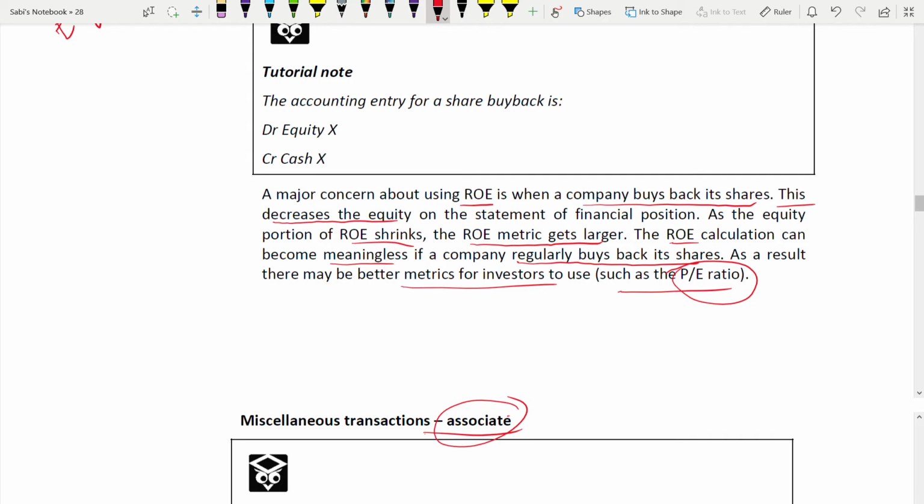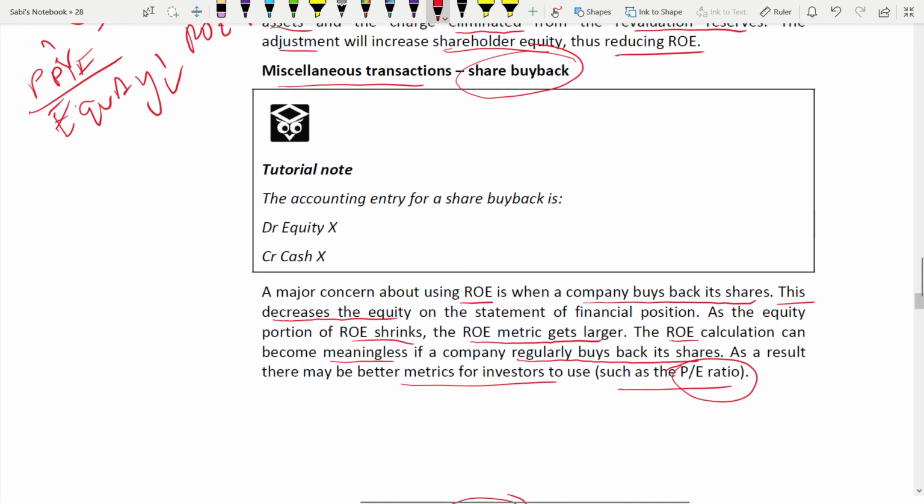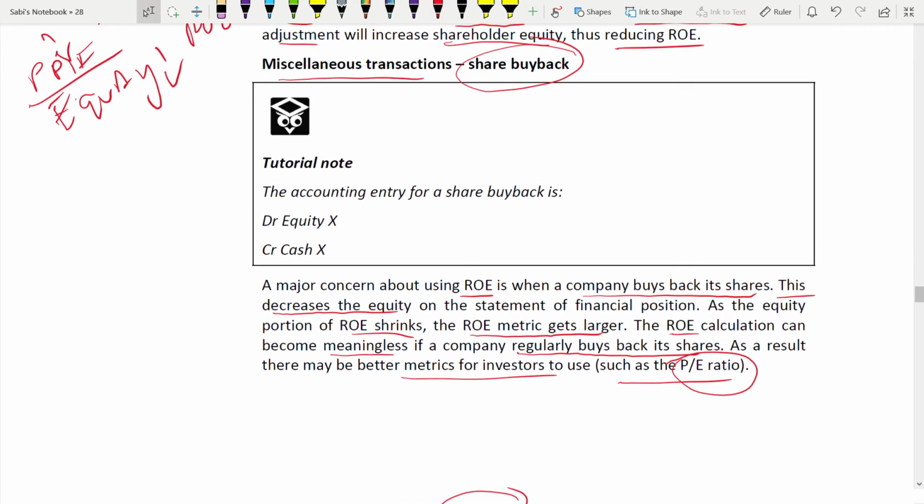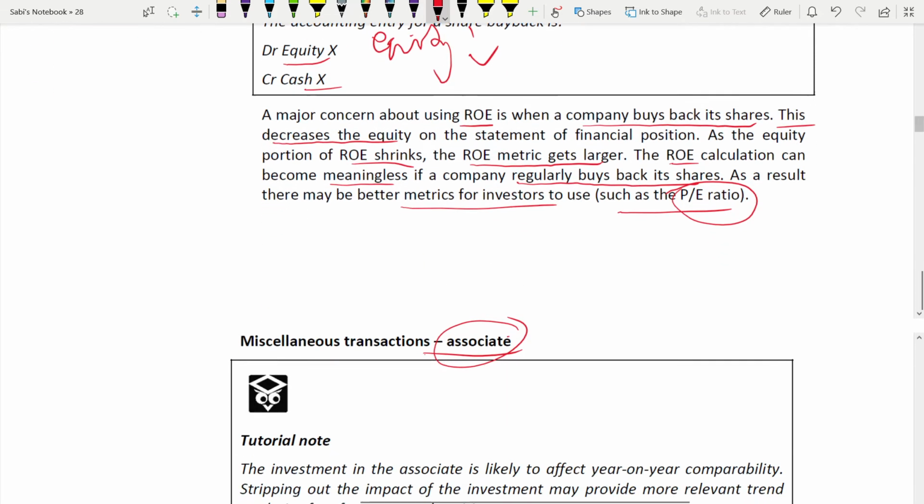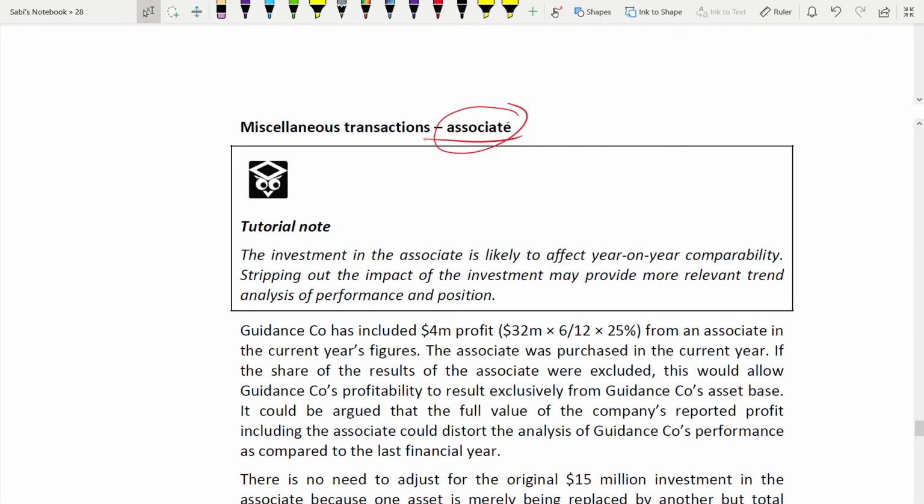And what is the accounting treatment for the share buyback? Even though this is not asked, it is for your understanding. So this might help you to write the impact on the ROE. You debit equity, you credit cash. That means the equity is falling down. Equity falls down, ROE increases. Inverse relationship.